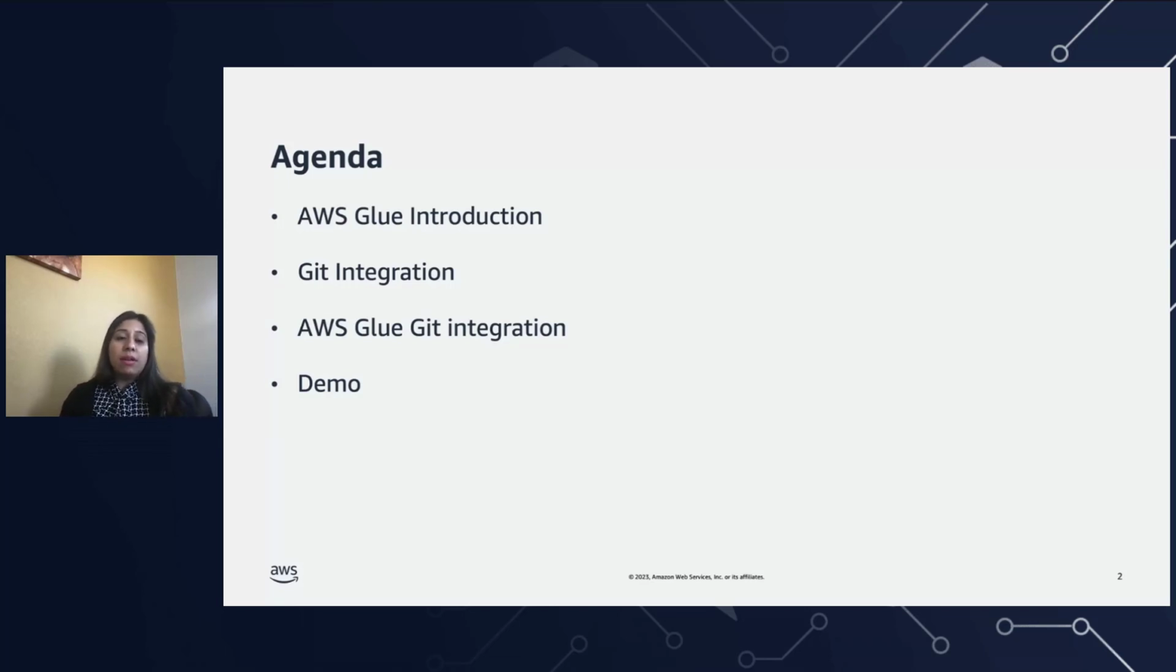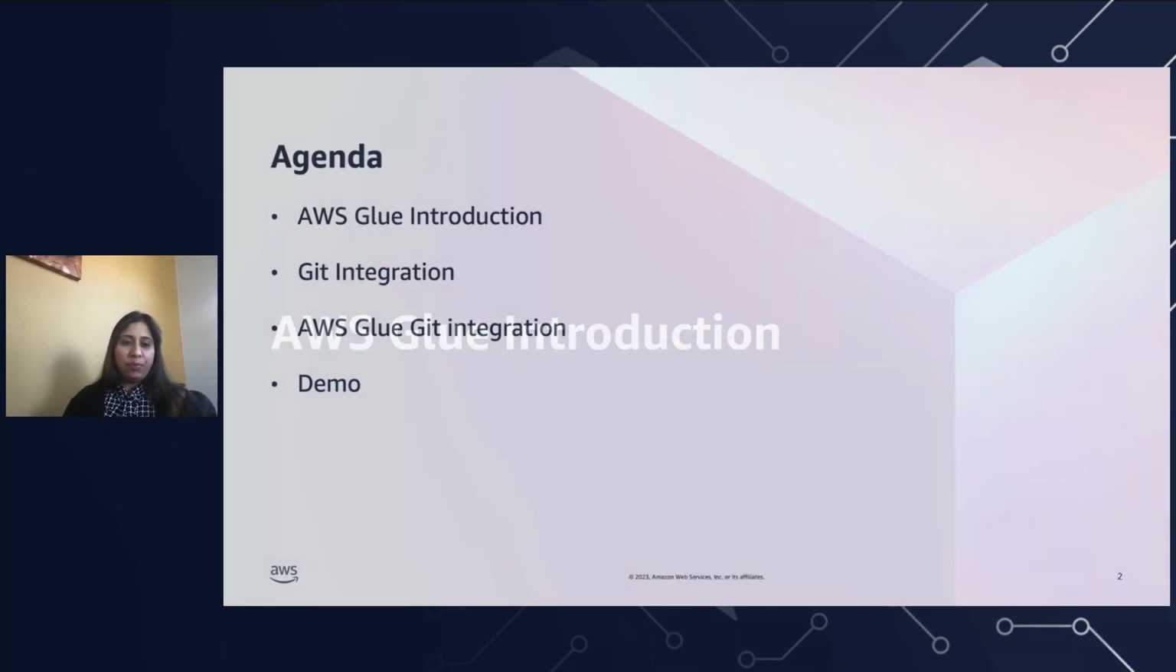And third, at a later stage, we're going to talk about what we can achieve with the help of this Glue and Git integration. Later we're going to discuss a little demo of the whole integration, and we'll showcase how you can pull the script version from GitHub, or you can push the version to GitHub again. So let's start with that.